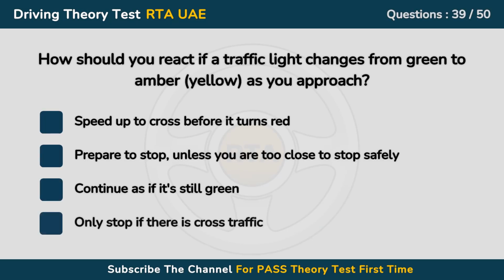Question 39. How should you react if a traffic light changes from green to amber yellow as you approach? A. Speed up to cross before it turns red. B. Prepare to stop unless you are too close to stop safely. C. Continue as if it's still green. D. Only stop if there is cross traffic.